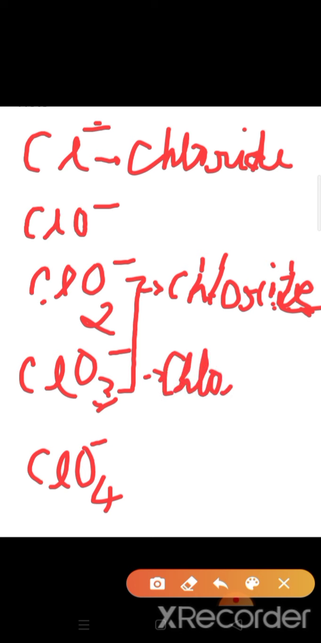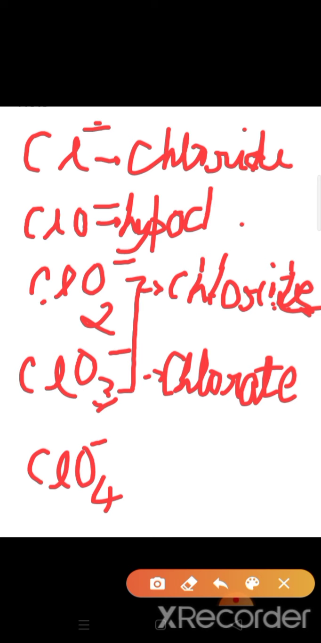Then what is the name of ClO negative? It has fewer oxygens, the minimum number of oxygen, compared to chlorite. Then there are two words, hypo and hyper. Hypo is for minimum and hyper is for maximum. So the name of ClO negative is hypochlorite.